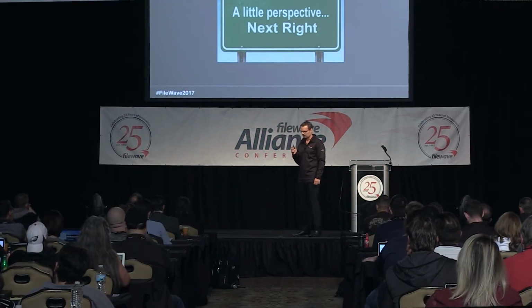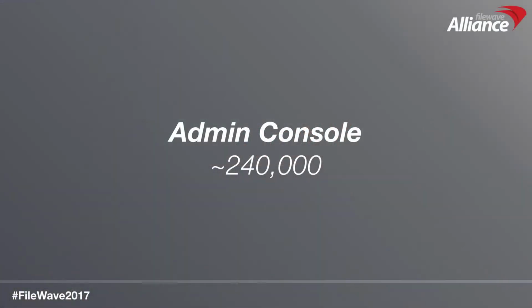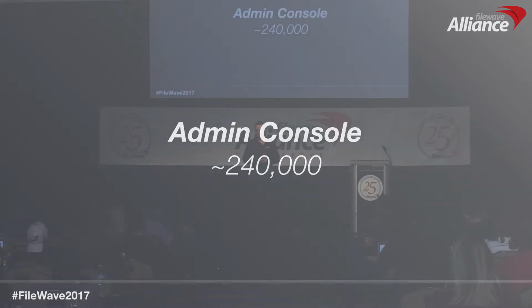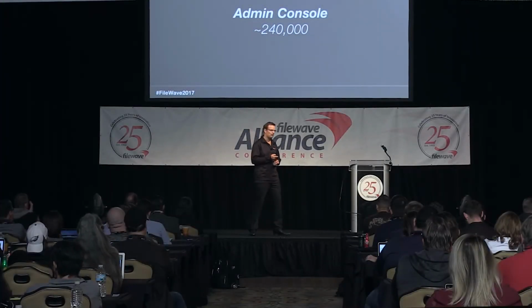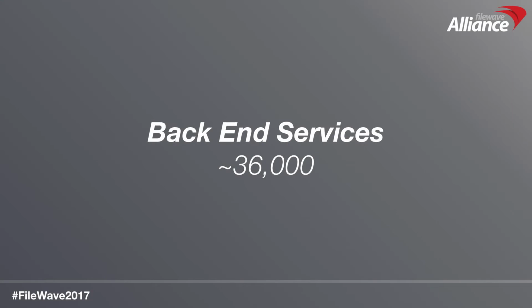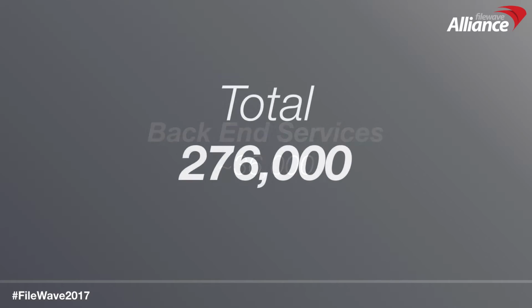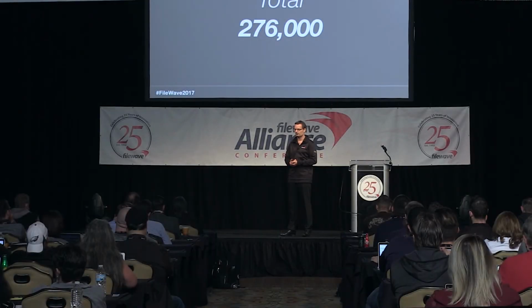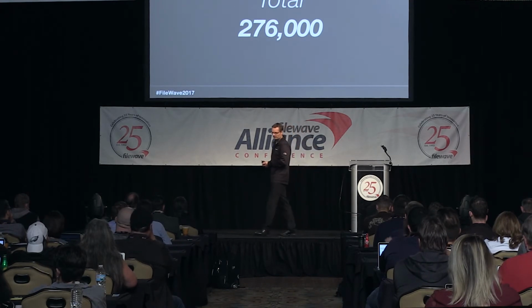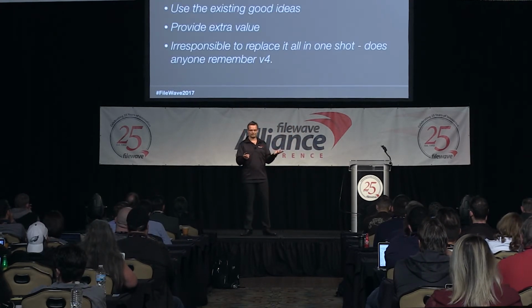Let's take a look at what we're facing. The admin console that we know and love today is 240,000 lines of code. One of the backend services that it talks to is 36,000 lines of code. So just thinking about the code alone, and that's not all we need to deal with, is 276,000 lines of code. So that's a job. But there's more.